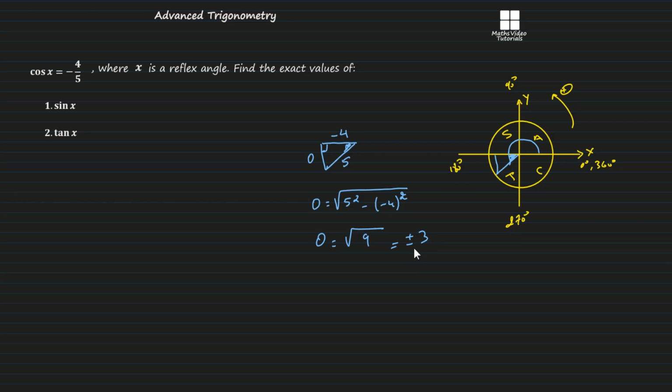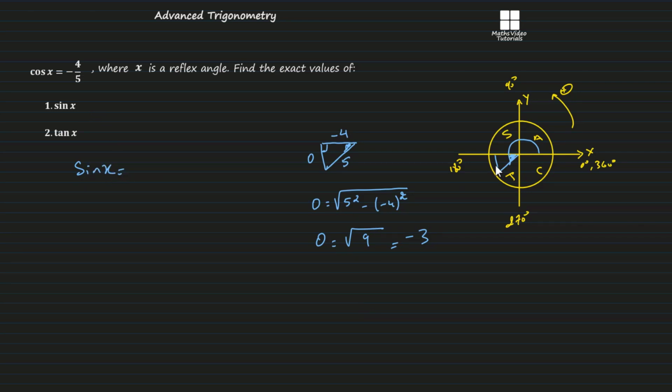Now, which one to choose? You have to pick one because you only got one angle, so it has to be only one answer. Which one? Well, if you look at the diagram, your opposite length or side is on the negative part of the y-axis, so it has to be negative 3. So we keep minus 3, we remove the positive, so let's do that. Negative 3.